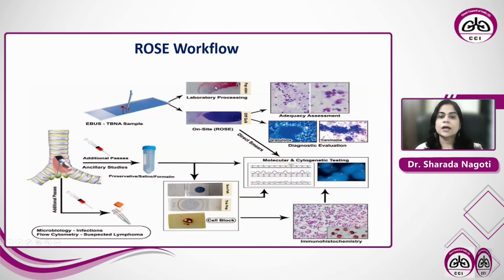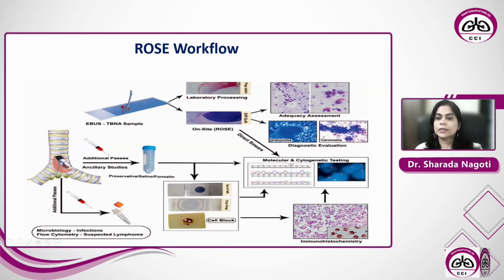The air-dried smears are stained using Romanowsky stains like Diff-Quik or Giemsa, and the alcohol-fixed smears are stained using rapid PAP or H&E stain. These stained slides are then evaluated under light microscopy by a cytopathologist for adequacy. If the smears are found to be inadequate, then a preliminary diagnosis is given. If the sample is inadequate, then the pulmonologist is requested to attempt more passes or move to another target if feasible. If the smears are adequate, a preliminary diagnosis is given.